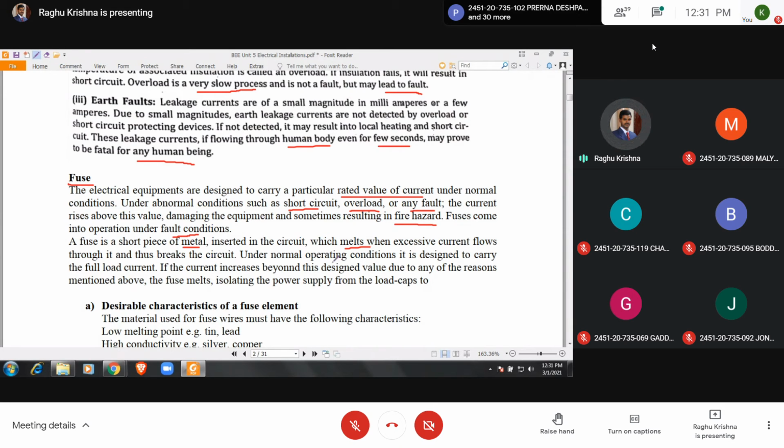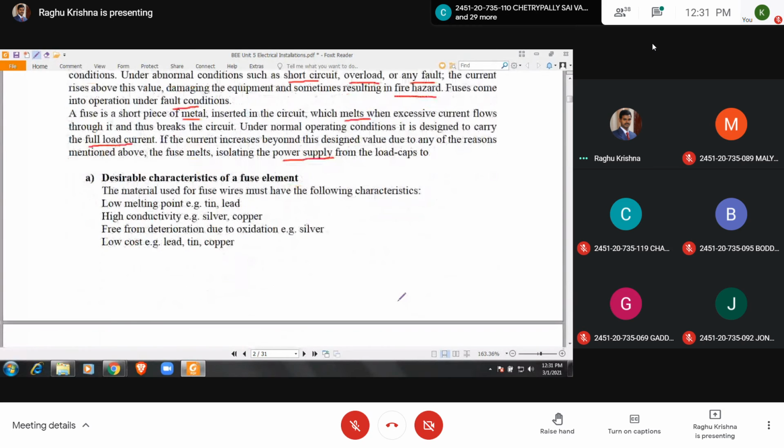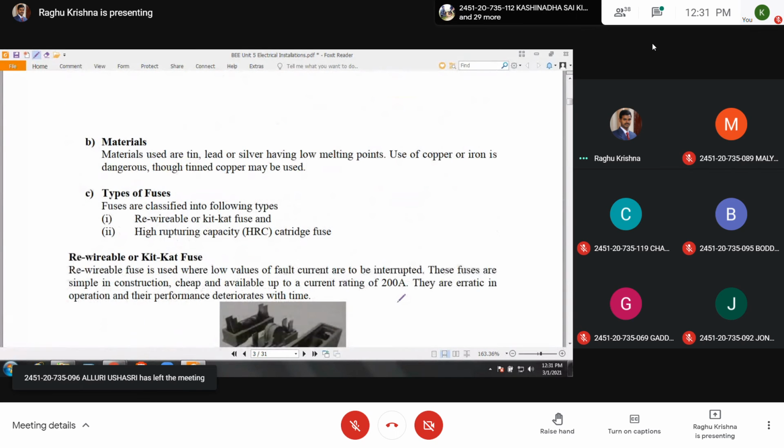Under normal operating conditions, it is designed to carry the full load current. If the current increases beyond this designed value due to any reasons mentioned above, that may be short circuit or overload or any fault, the fuse melts, isolating the power supply from the load.